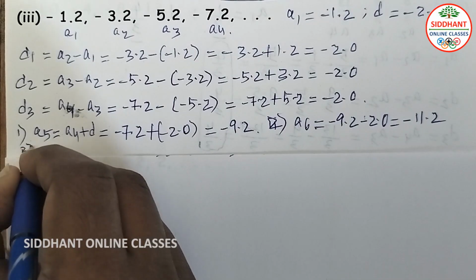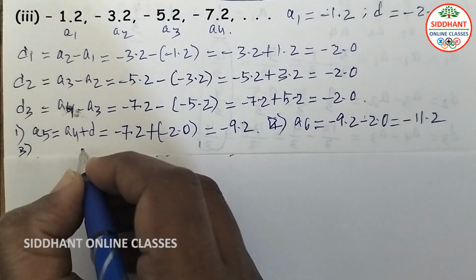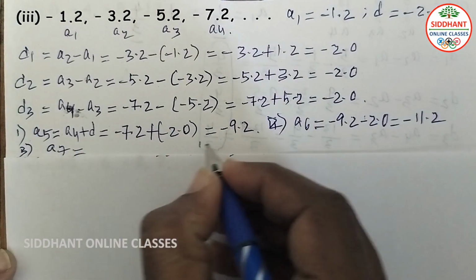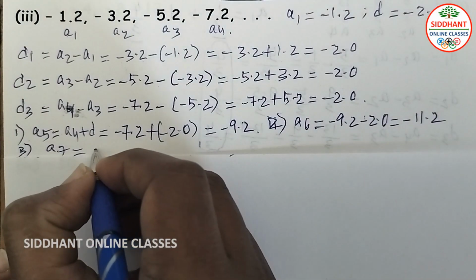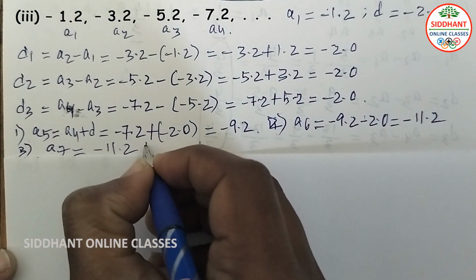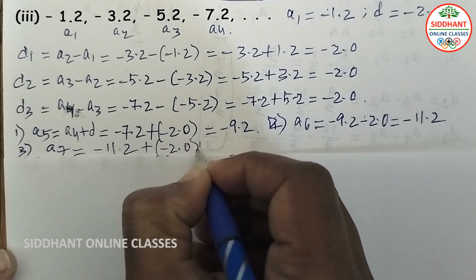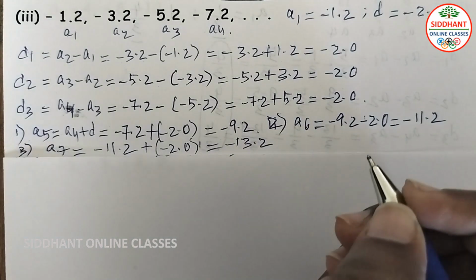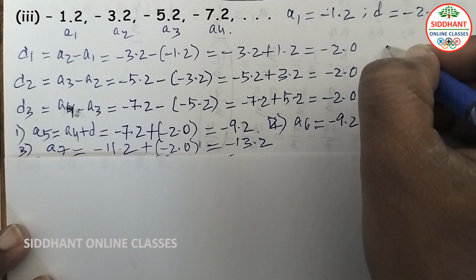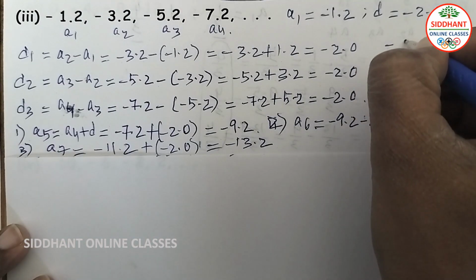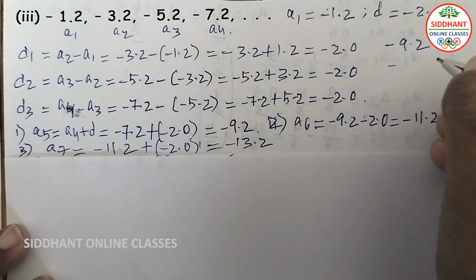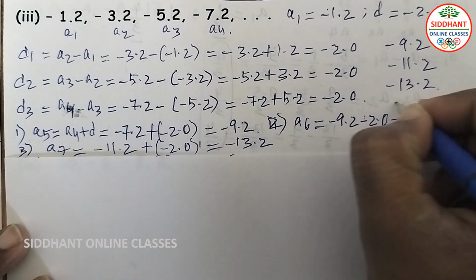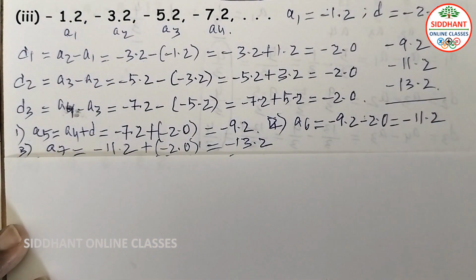Now the third one, which will be A7, that is equal to A6 plus D. That means minus 11.2 plus minus 2 here. So that will be minus 13.2. So we get the next three terms: one is minus 9.2, the other is minus 11.2, the other is minus 13.2. So these are the three terms.